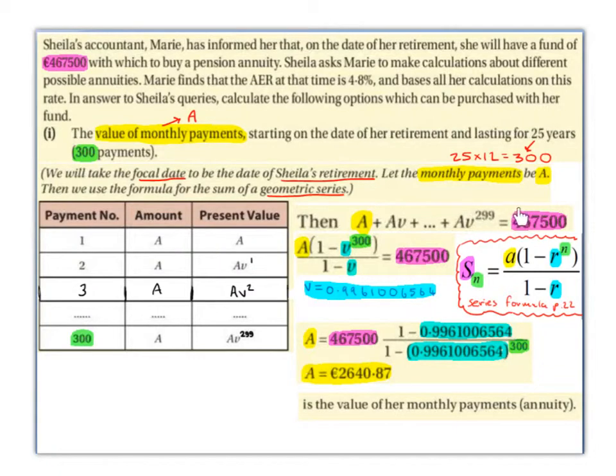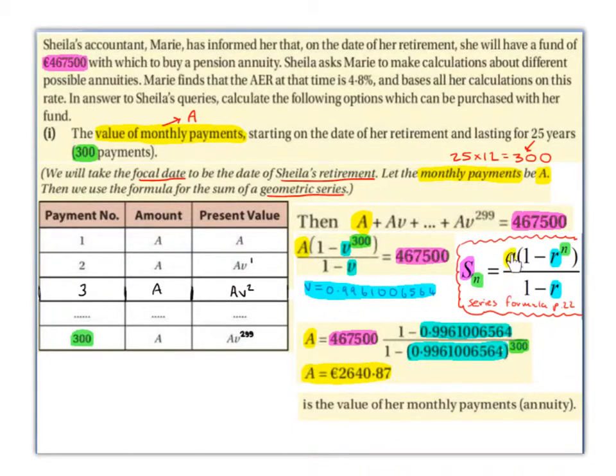So we can write it out as a series. We have A plus AV plus AV squared plus AV cubed up as far as AV to the power of 299. And we let it equal 467,500. So that's the amount that we were given in the question. So next we're going to use our series formula, which is Sn equals A times 1 minus r to the power of n all over 1 minus r. This is our series formula from page 22.